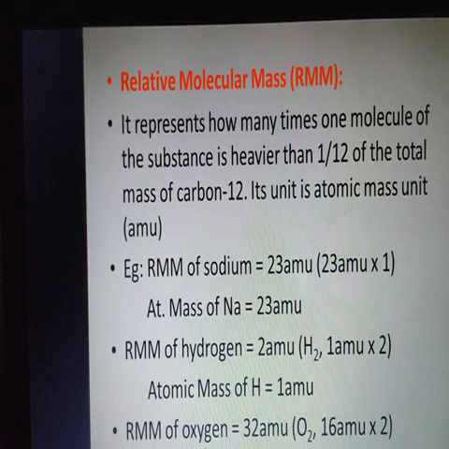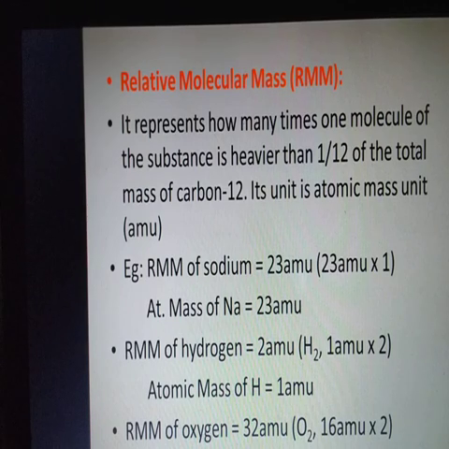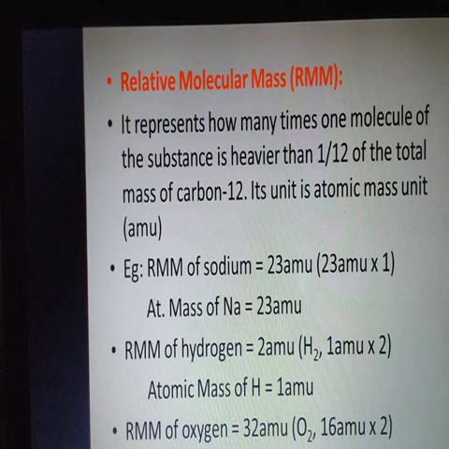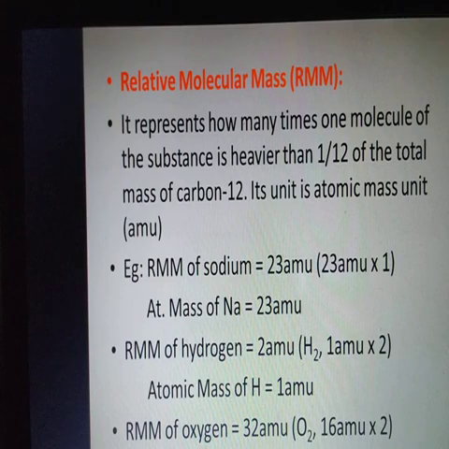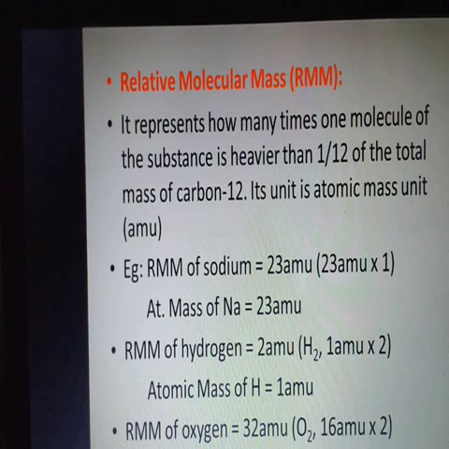But once you replace the term mass number by the term relative atomic mass, you have to write the unit: 1 amu for hydrogen, 4 amu for helium, 23 amu for sodium. So this unit is very, very important. Those relative atomic masses are relative because they have been calculated with reference to carbon.